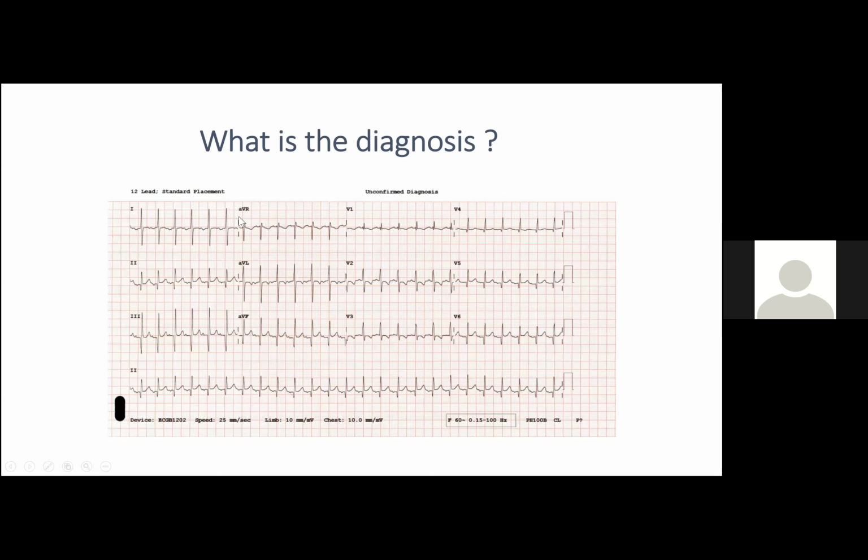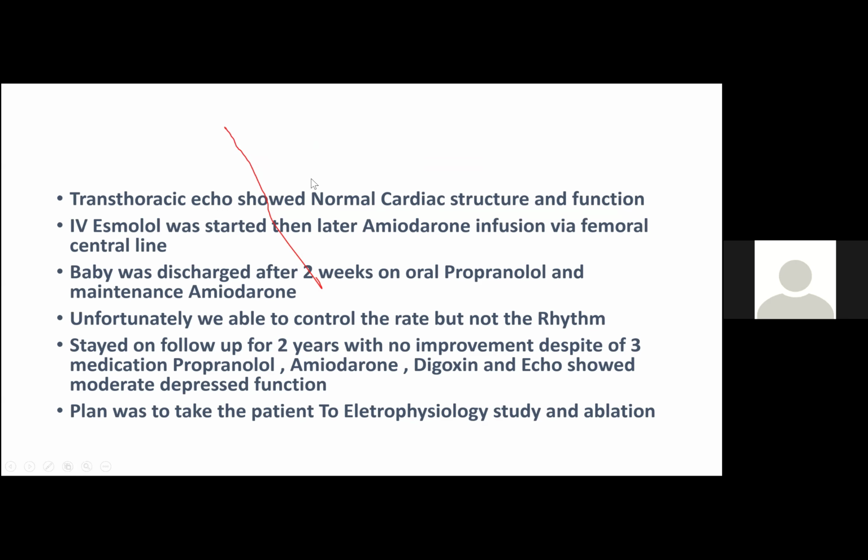This is abnormal focus of the P wave, negative in lead one, positive in aVR, maybe bystander in aVF. So it is an ectopic atrial tachycardia, and the transthoracic echo showed normal cardiac structure and function. Esmolol was started, then later amiodarone infusion via femoral central line. Baby was discharged after 2 weeks on oral propranolol and maintenance dose of amiodarone.